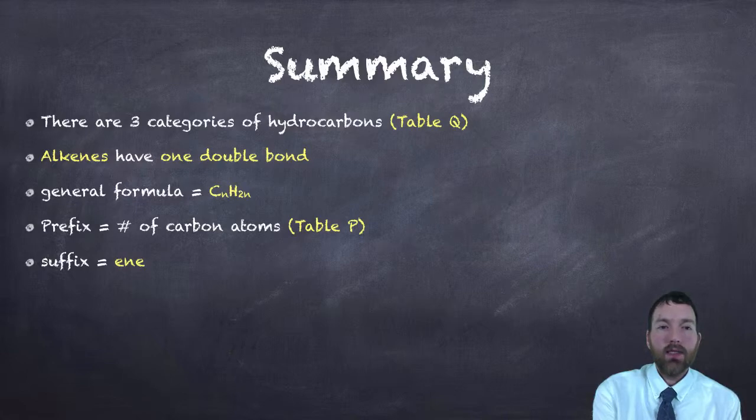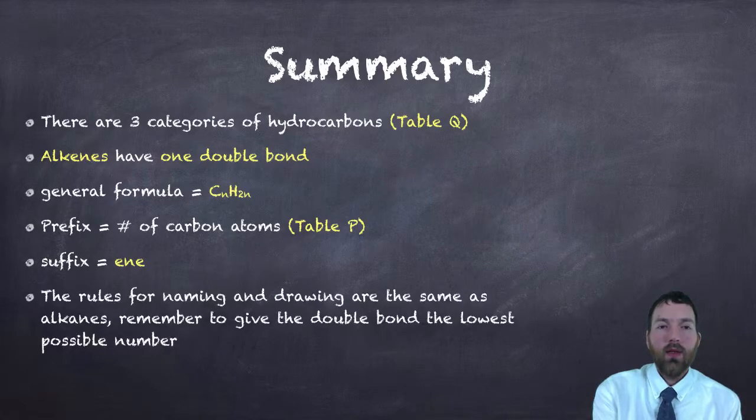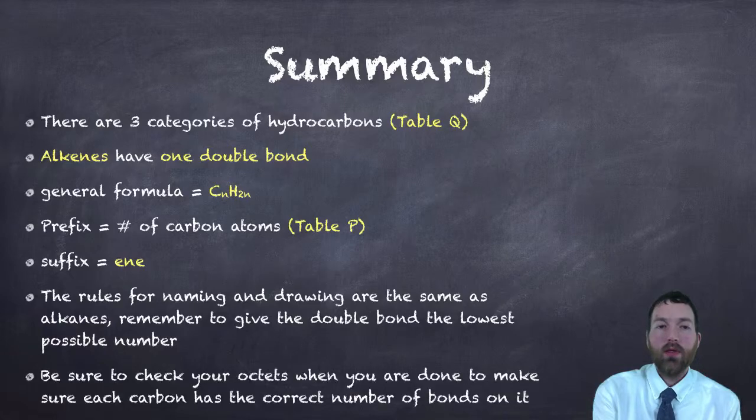The suffix is "ene" for alkene, and the rules for naming and drawing are the same as alkanes. Just remember to give the double bond the lowest possible number. And be sure to check your octets when you're done to make sure that each carbon has the correct number of bonds on it. Like I said, this is where I usually see the most mistakes, drawing too many bonds on the carbon atoms. So that's it for alkenes. In the next video, we'll talk about the 3rd homologous series, alkynes.